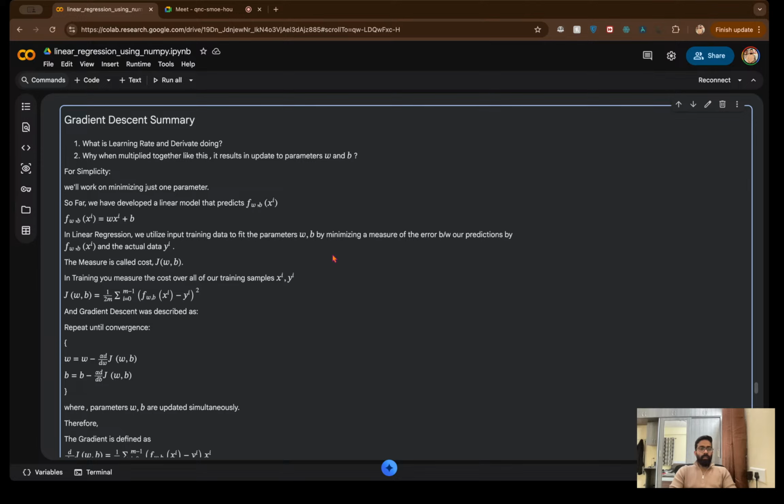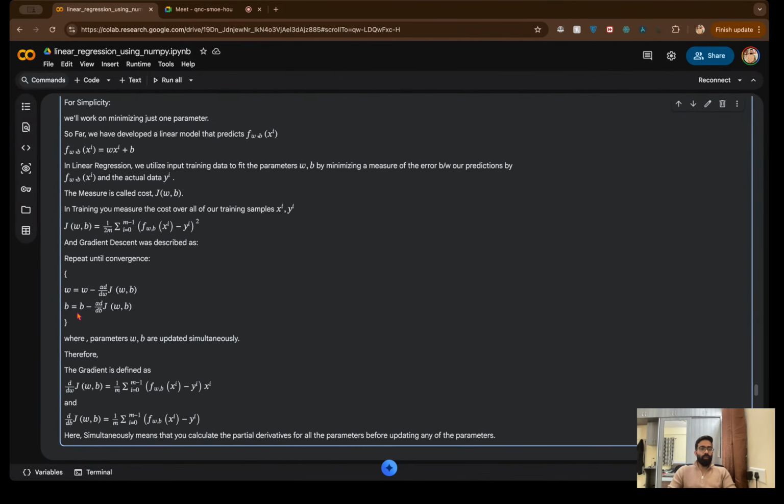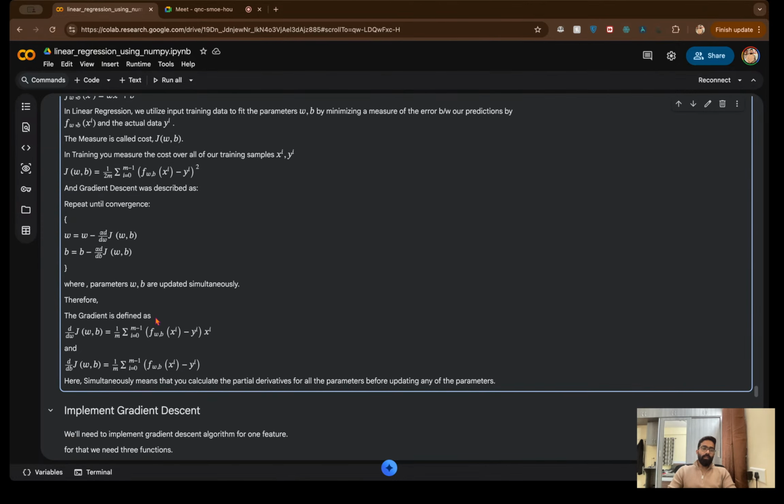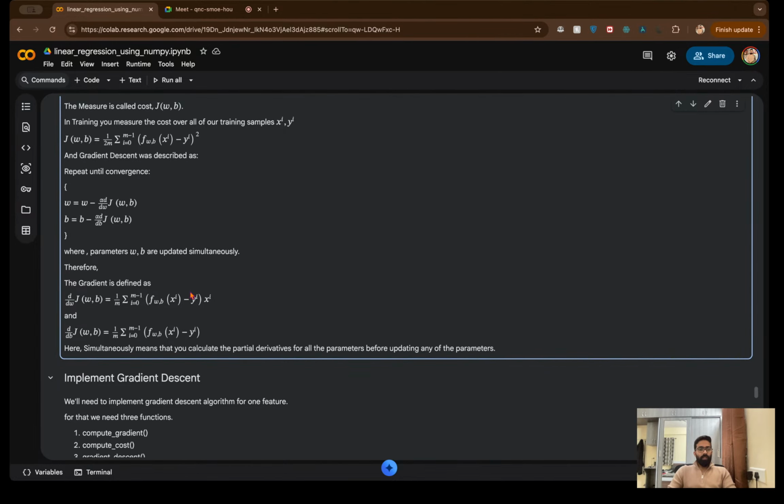In training, you measure the cost over all of the training examples x_i and y_i. And gradient descent was described as: repeat until convergence, w is equal to w minus alpha d by dw of J(w,b), and b is equal to b minus alpha d by db of J(w,b), where the parameters w and b are updated simultaneously.